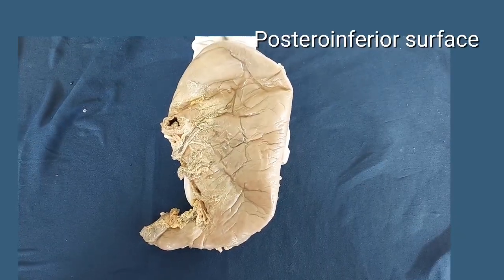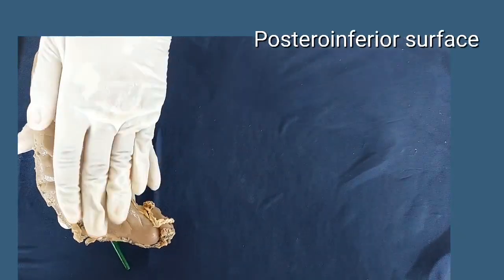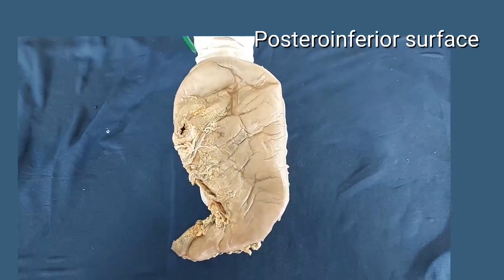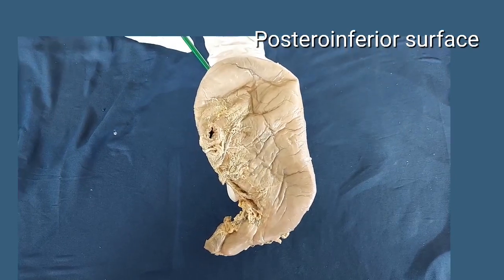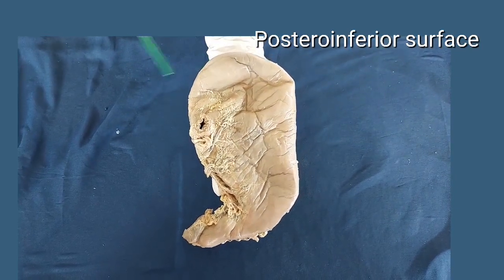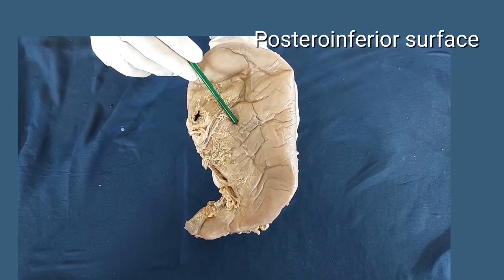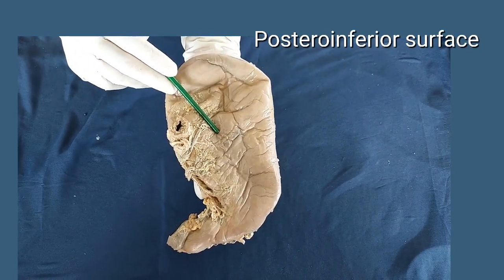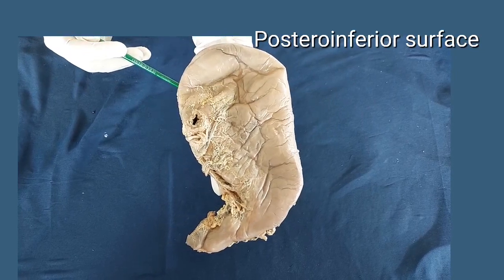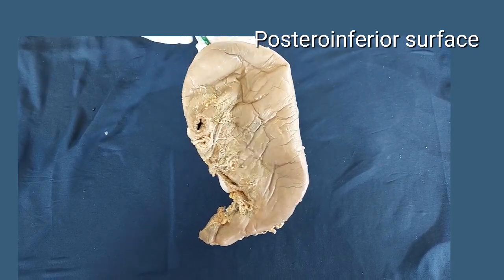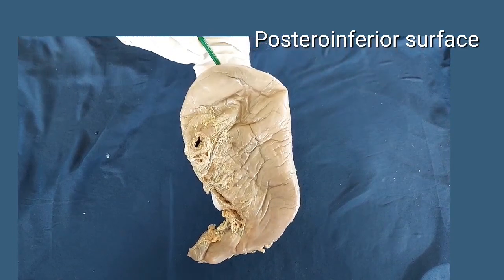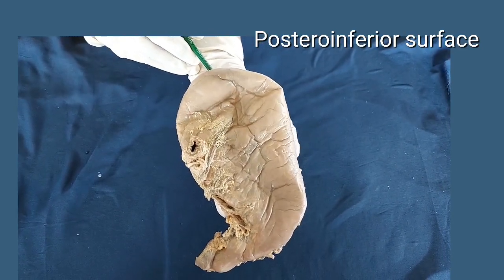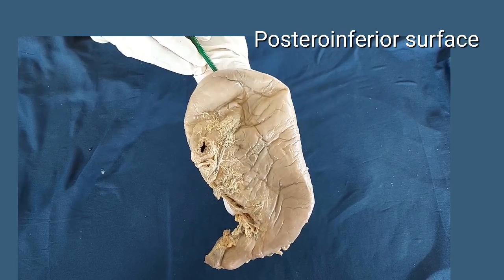The posterior or postero-inferior surface faces backward and downward, and this surface is covered with the peritoneum of the lesser sac, while the anterior or anterosuperior surface is covered with the peritoneum of the greater sac. The postero-inferior surface is related to a number of important structures which are separated from the stomach by means of the cavity of the lesser sac.